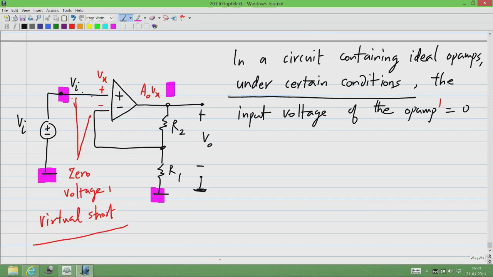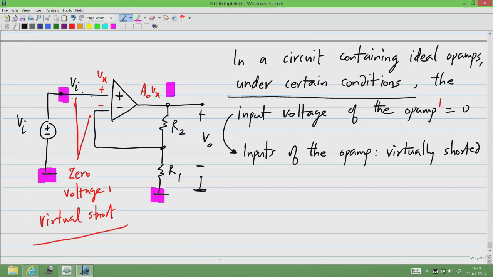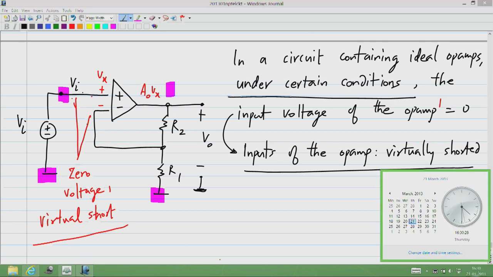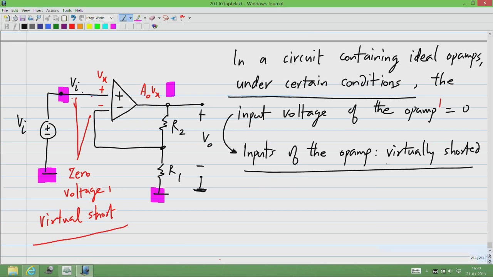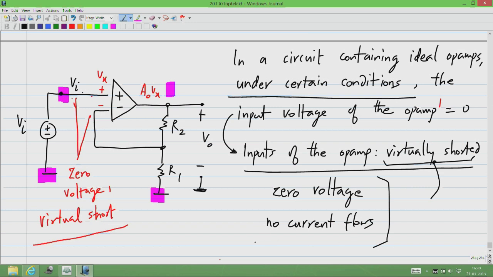This is also called the inputs of the op amp being virtually shorted to each other. Virtually shorted means that the voltage across them is zero, but no current flows into the op amp. So it's not a short circuit, it's just a virtual short circuit.